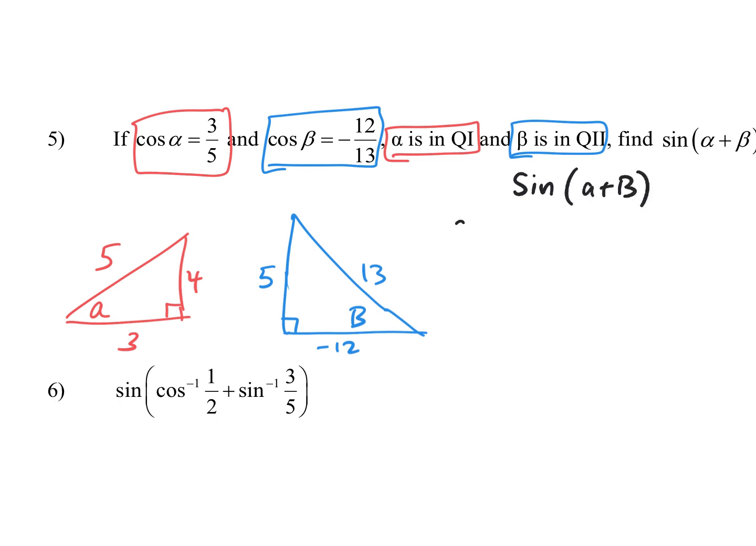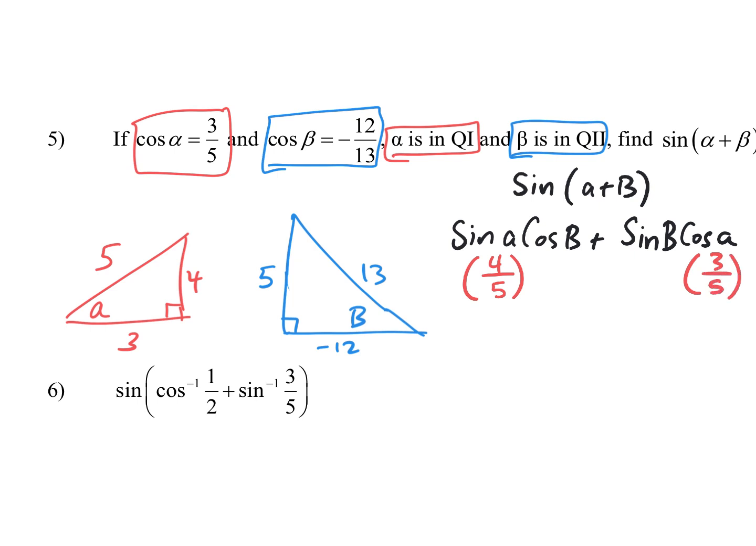So we need to use our sine sum formula. Sine of A, cosine of B, plus sine of B, cosine A. Well, all those values are going to come directly from our triangles. I'll try to color code them so you can see where they're coming from. The sine of A is 4/5, and the cosine of A, which they told us in the problem, was 3/5. The cosine of B is negative 12/13, and the sine of B is 5/13.